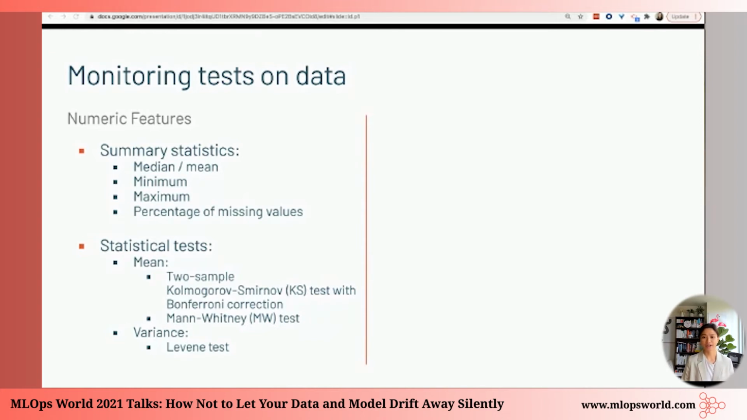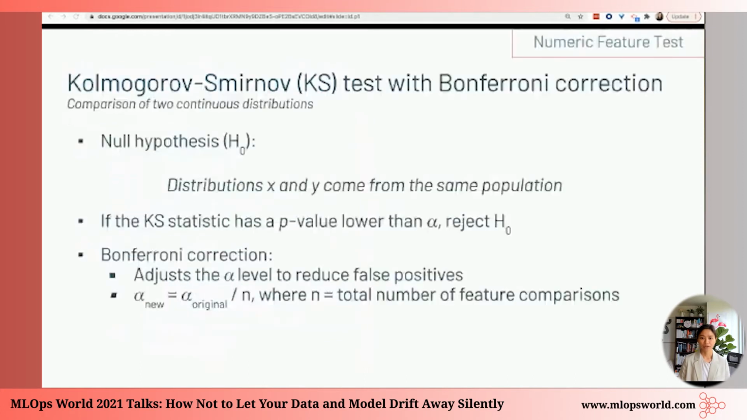Before I cover the categorical tests, I will first go through the basic concepts of what we are seeing here on the slide. So let's examine the KS test with Bonferroni correction first. The KS test is particularly useful when we want to compare two continuous distributions. The null hypothesis here is that distributions X and Y come from the same population. If distributions X and Y are different enough at a p-value level of a certain alpha value, usually 0.05, then we reject the null hypothesis and conclude that distributions X and Y do not come from the same population.